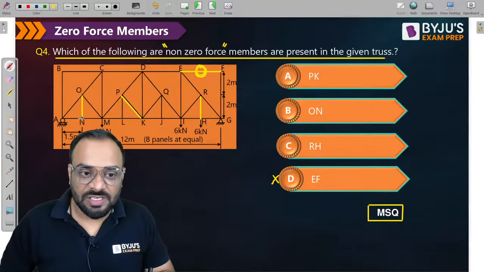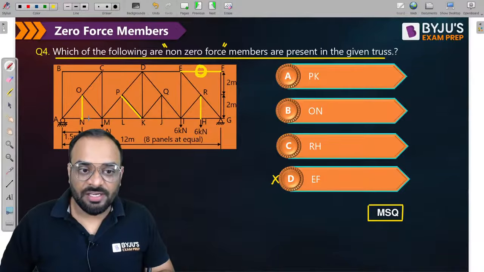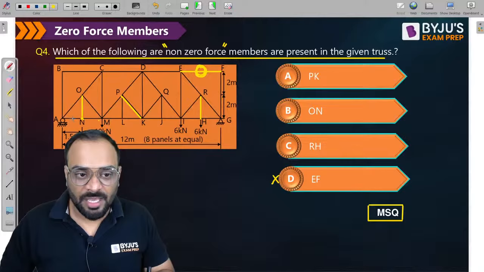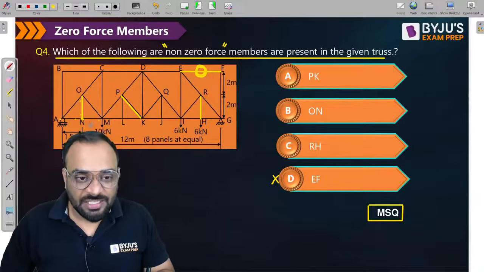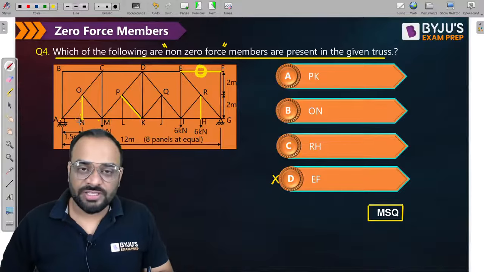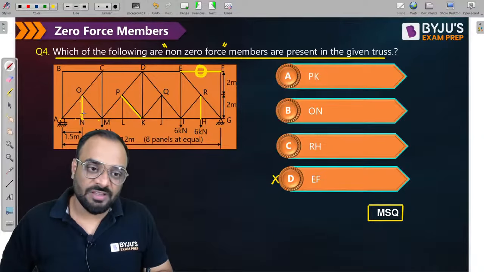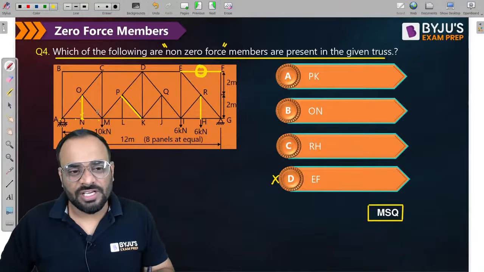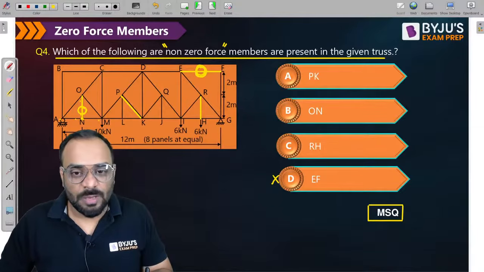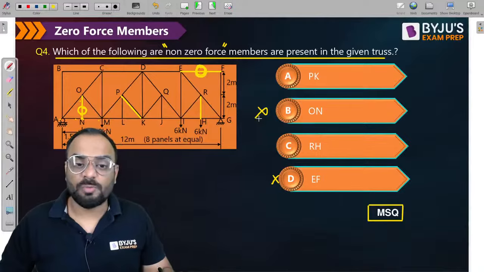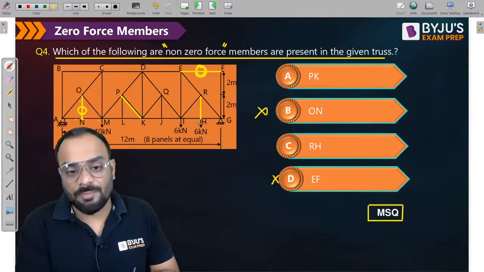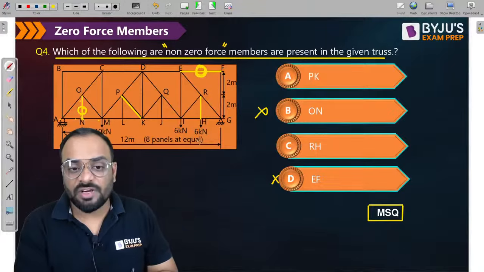Again we will consider joint N and see the NM and AN members, these are collinear. This one is non-collinear. At this particular joint there is no loading, there is no external support reaction, and the angle between these two members is 0 to 180. So again it is a zero force member. So ON is also not possible.